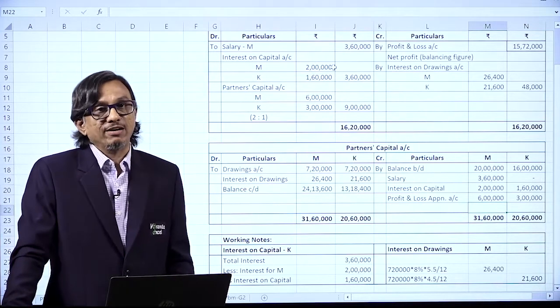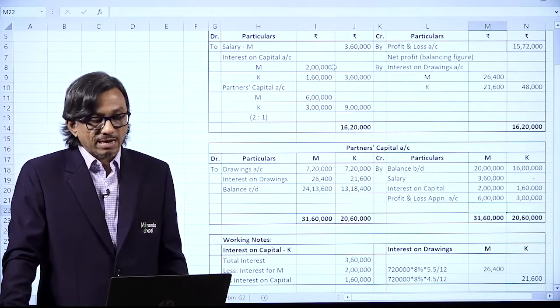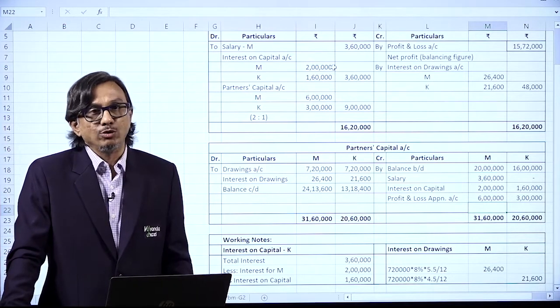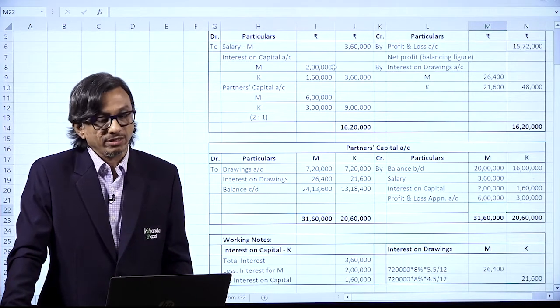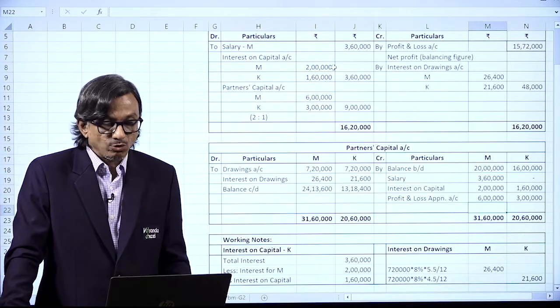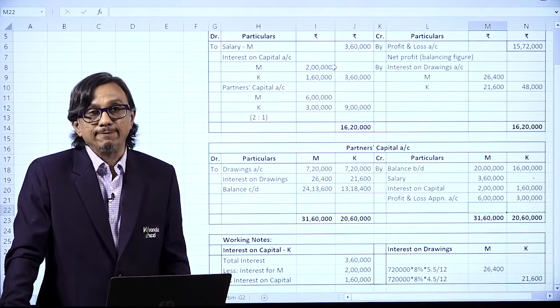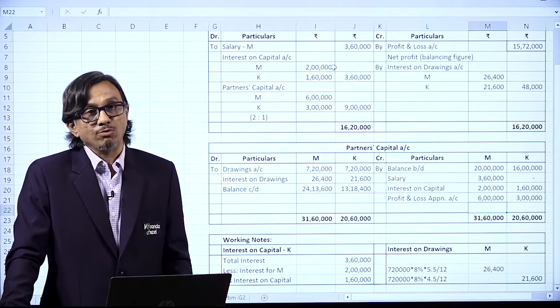Problems like this you may get for 5 to 6 marks in the examination. You can easily do it in around 10 to 12 minutes. Friends, it was clear, that's my belief. Hope you understand. Let's go to the next problem.